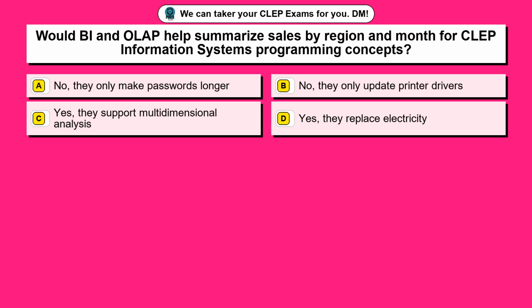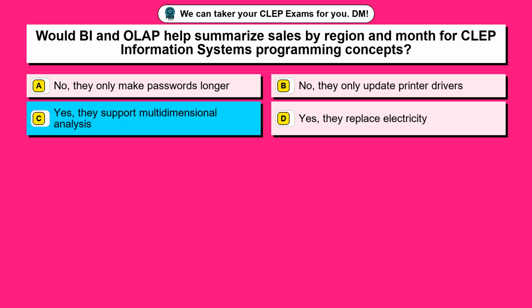Question 9. Would BI and OLAP help summarize sales by region and month for CLEP Information Systems programming concepts? Option A. No, they only make passwords longer. Option B. No, they only update printer drivers. Option C. Yes, they support multidimensional analysis. Option D. Yes, they replace electricity. The correct answer is option C.